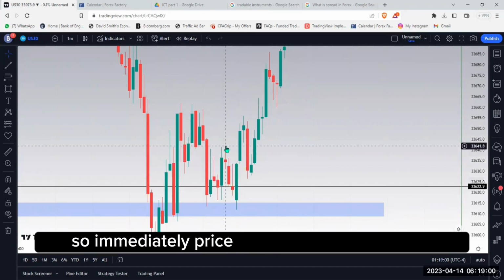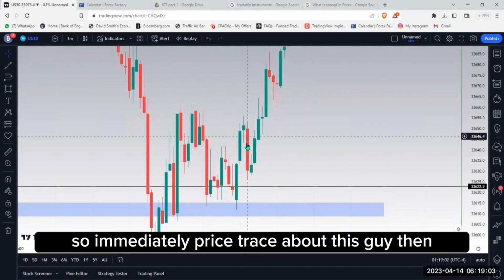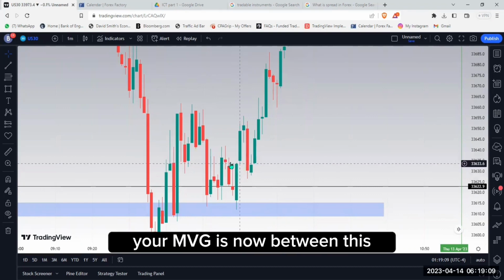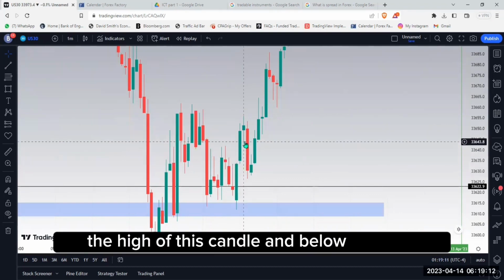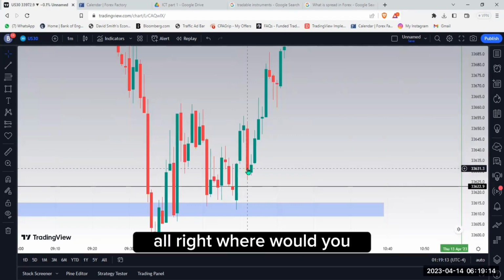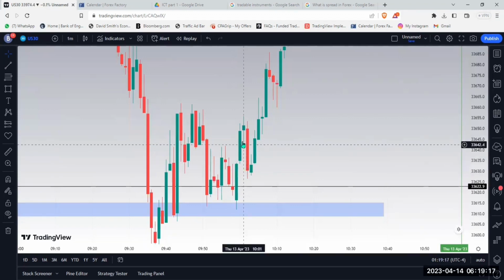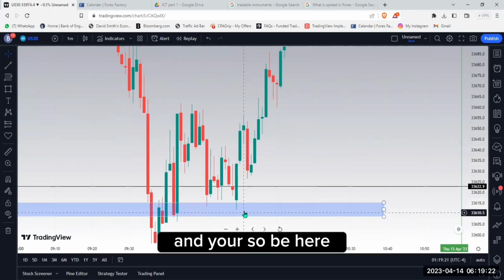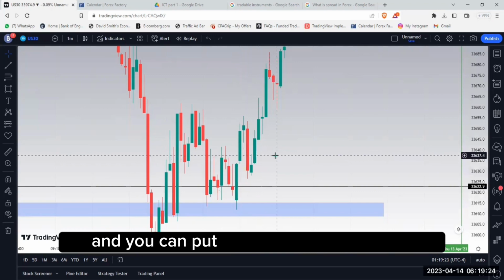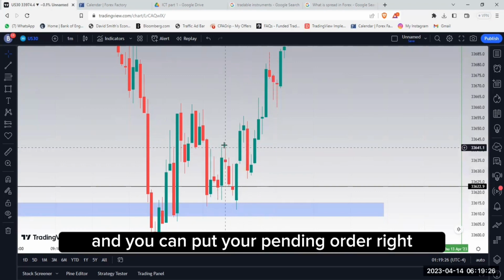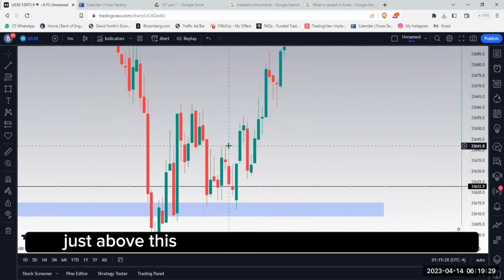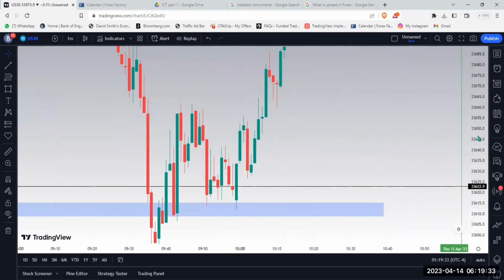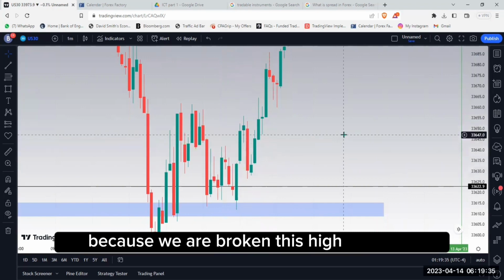So immediately price trades above this candle, then you look for your FVG. Your FVG is now between the high of this candle and the low of this candle. Where would your pending order be? You can put your pending order here and your SL will be here, or you can put your pending order just above this candle and your SL will be there, because we have broken this high.